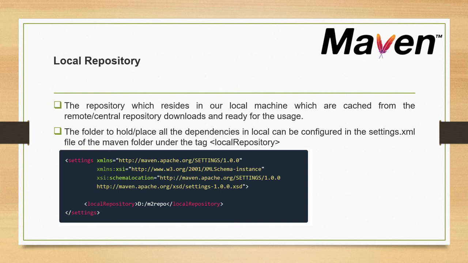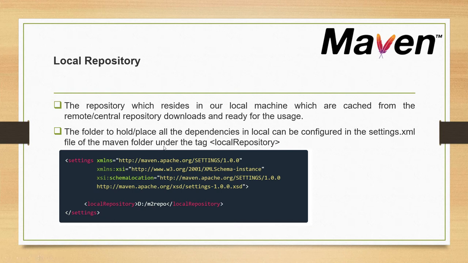When you install Maven, inside the Maven folder we have a conf folder. Inside the conf folder we have a settings.xml. You can copy that file and paste it into your .m2 directory, and inside settings.xml we have a tag localRepository. There you can specify the local repository location. In that way you can override the default location for the Maven repository. So that's the local repository.